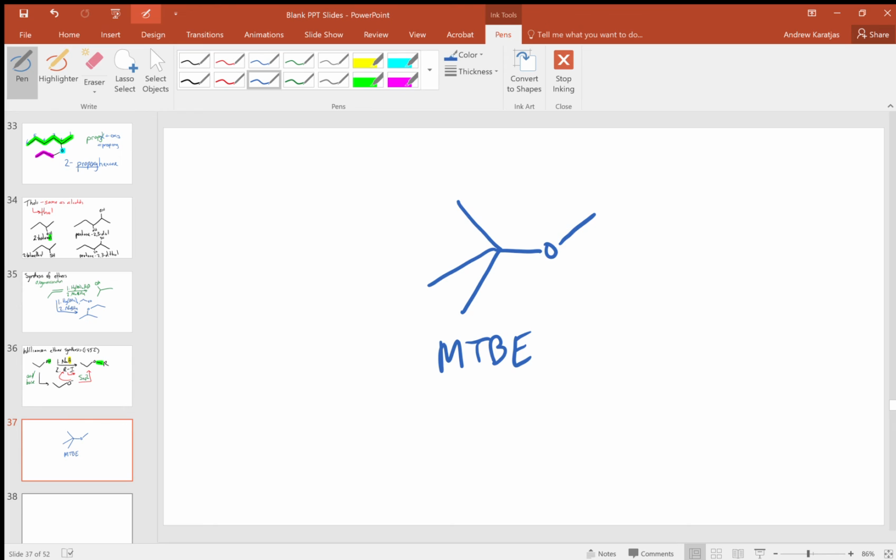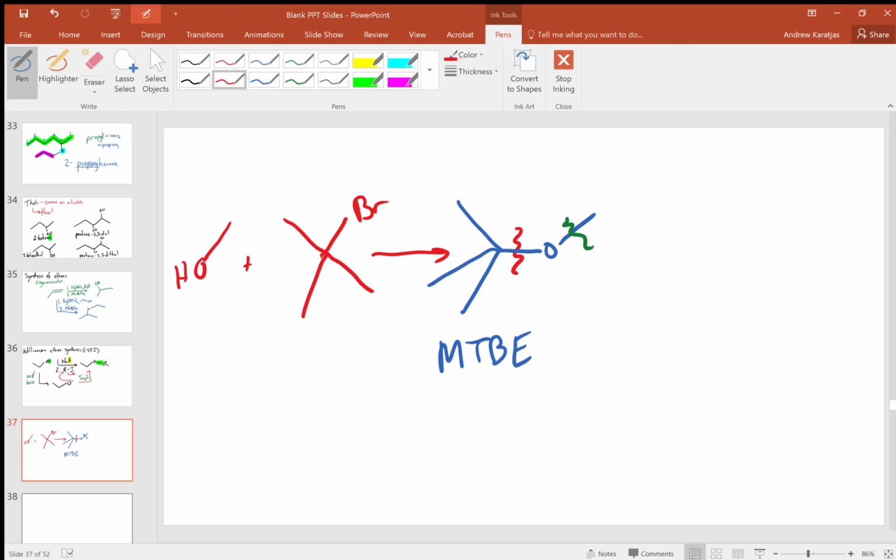Now, how would we make this from a Williamson ether synthesis? Well, we can cleave the ether in two ways. We can cleave it on this side, or we can cleave it on this side. And then we can go backwards to see what the starting materials would be in each case. If we cleave it on the left side, which is the line I've drawn in red, that means we would start with methanol plus this alkyl halide.